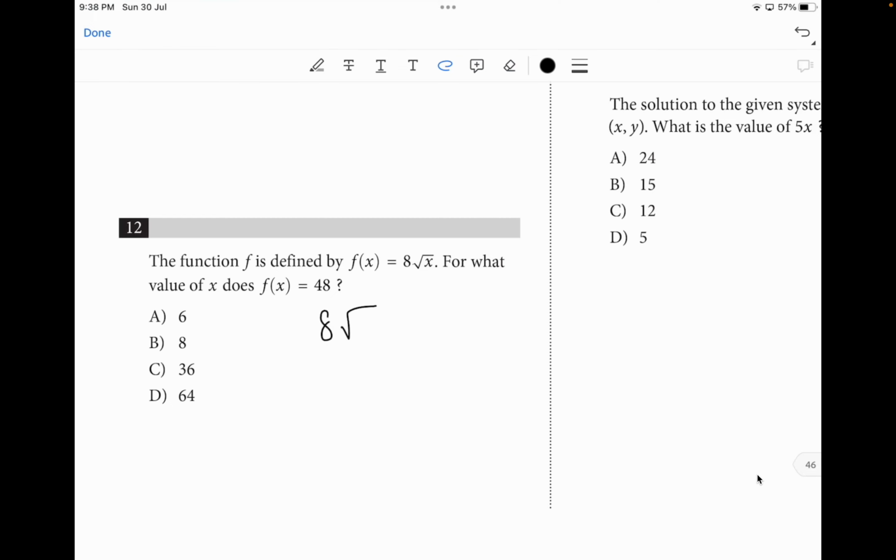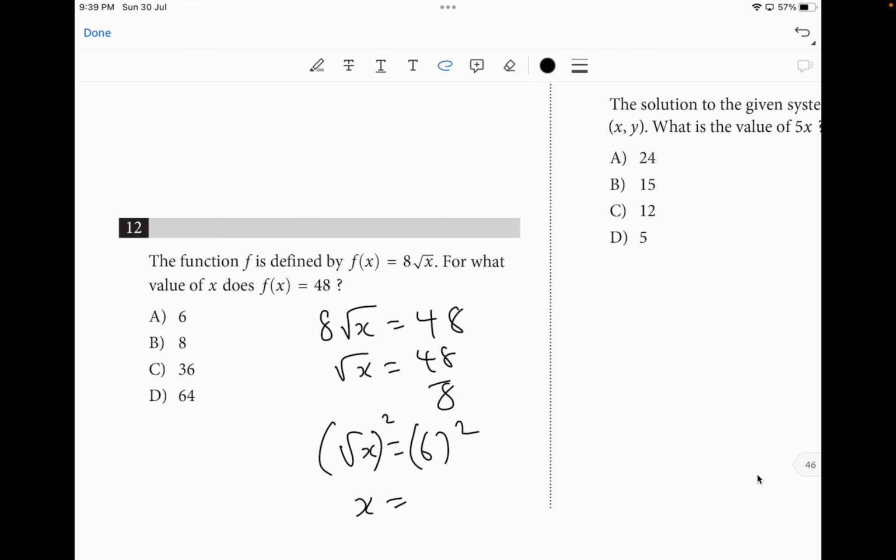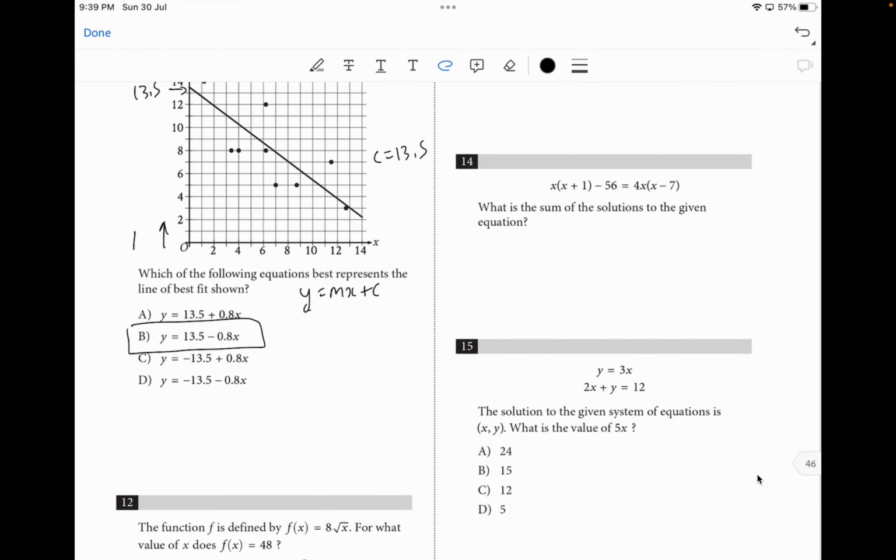So 8 squared x is equivalent to 48. So what we're going to do is square root of x is equivalent to 48 divided by 8. This is going to give you a value, roughly square root x is equivalent to 6. What you're going to do is square both sides, and you should be getting x is equivalent to 36. X is 36. That's going to be the answer in this case. So option choice C is going to be the answer to question number 12. Let's move on to the next question.